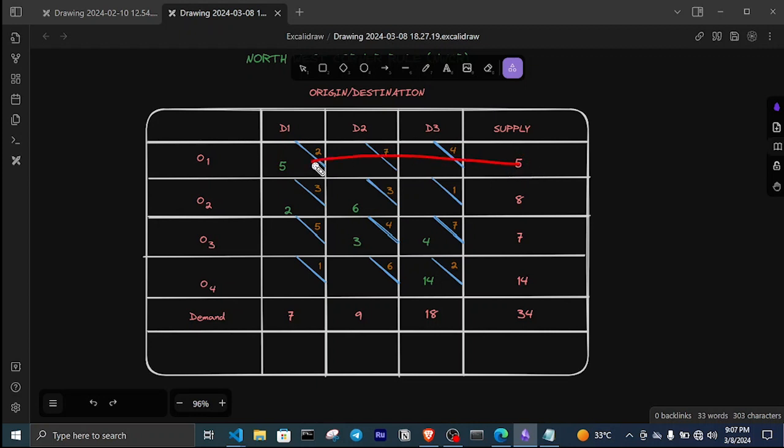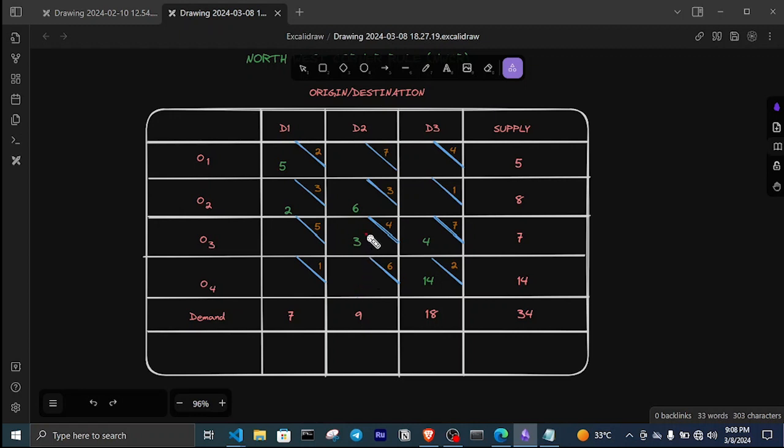Now on the first column, the total value is supposed to be 7. So we can fill O2 with 2. So we have the total of this column to be 7. Now these two affect the second row. The total on the second row is 8. So I can fill D2 with 6 to make the row 8. Now this 6 also affects the second column. The second column has a total of 9. So I can fill O3 with 3 to get 9.